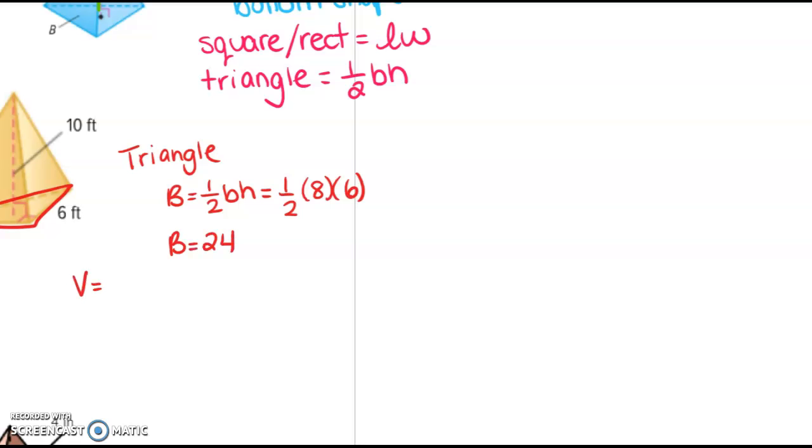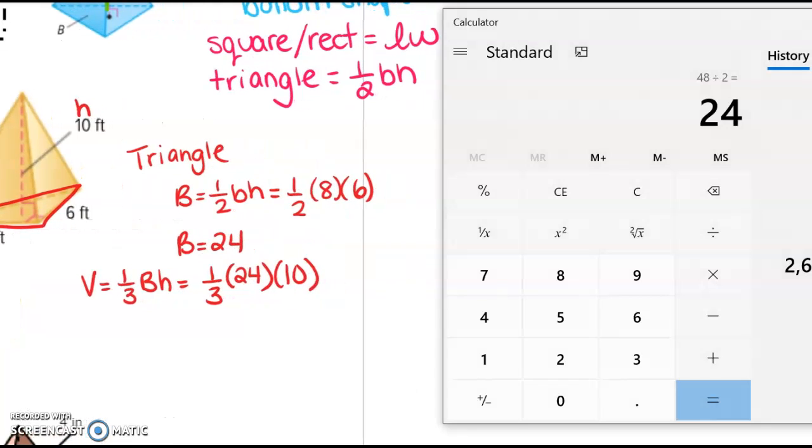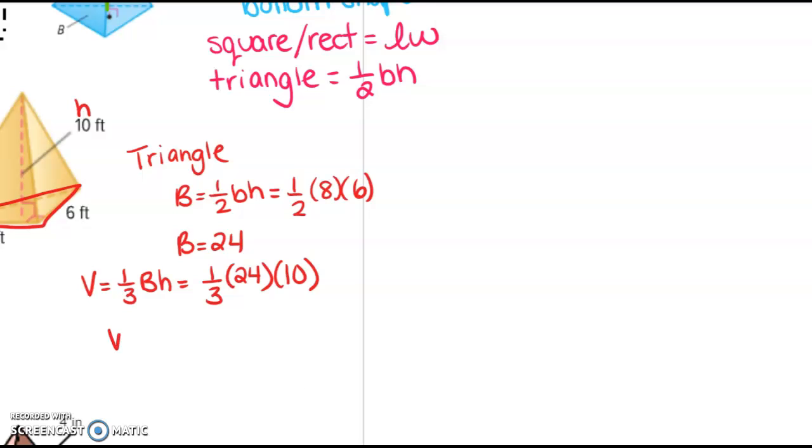So my volume is 1/3 big B times H. Big B is 24 times my height, which is my other measurement I haven't used yet, which is 10. In my calculator, I'm going to do 24 times 10 and then divide by 3. That gives me 80 feet cubed. If you're using a normal calculator rather than the computer calculator, you can just put 1/3 in as a fraction. You'll get the same answer.